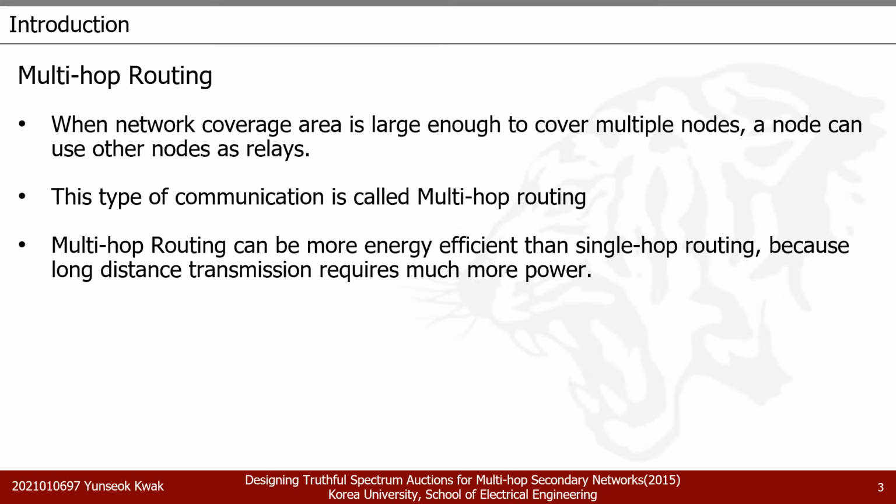Second, I'm going to introduce multi-hop routing. When the network coverage area is large enough to cover multiple nodes, a node can use another node as a relay. This type of communication is called multi-hop routing. Multi-hop routing can be more energy efficient than single-hop routing because long-distance transmission requires much more power.